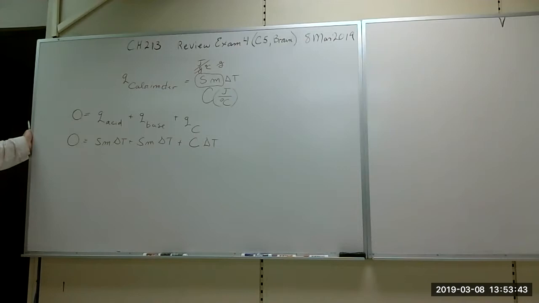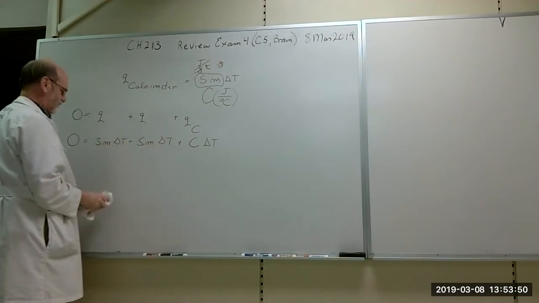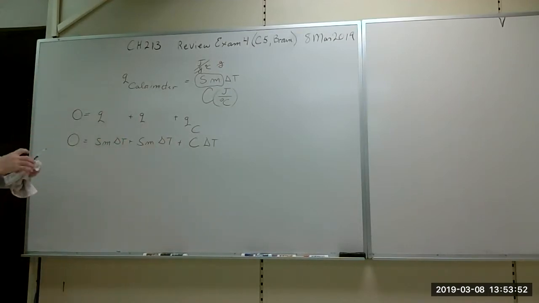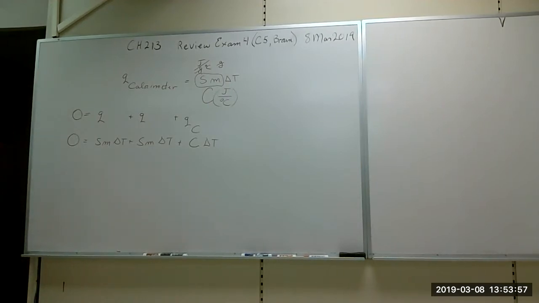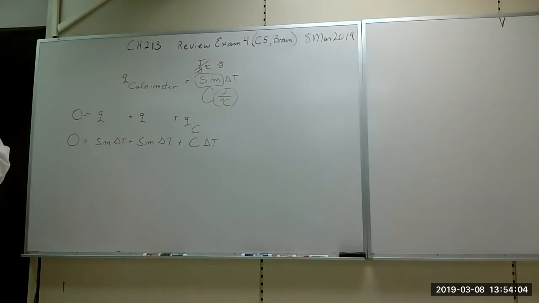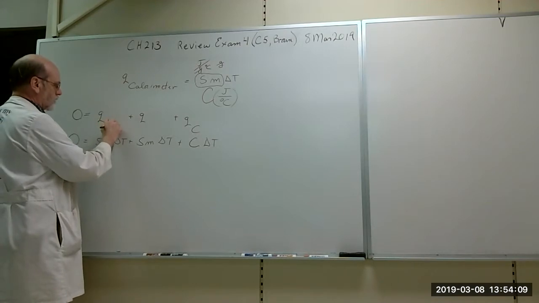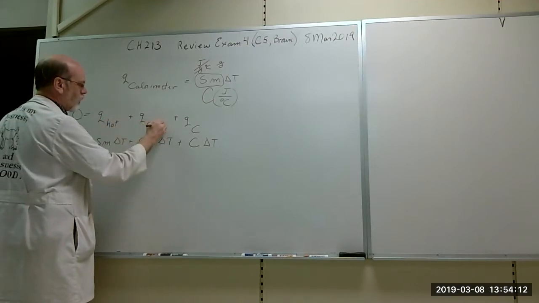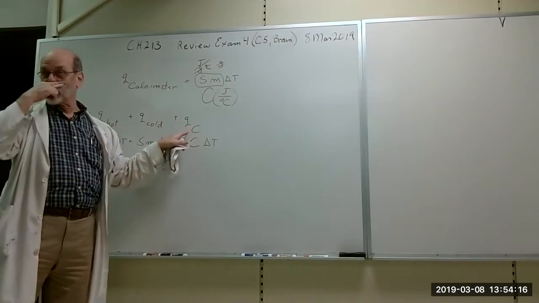We're trying to calculate what the calorimeter constant is. Right? We don't do this experiment until we know what C is. Okay, so how do we do that? All right, we boil water, and we use room temperature water, and this is all distilled water. So this one's going to be the Q for the hot water. This one's going to be the Q for the cold water, or room temperature, and this is going to be the Q for the calorimeter.